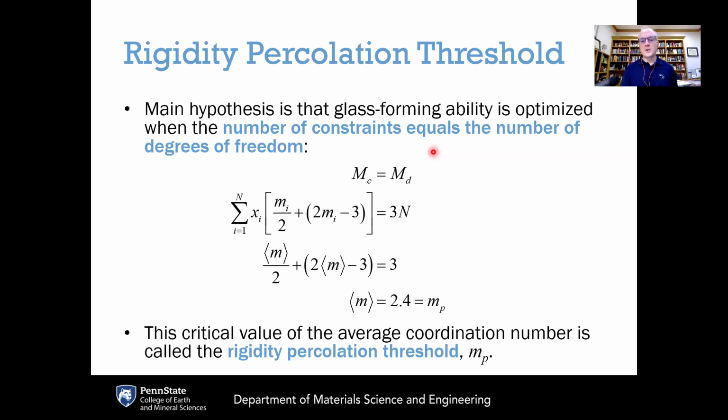And so what he proposed is that the best glass formation would occur where this number of constraints here on the left is equal to the number of degrees of freedom on the right. What is defining the number of degrees of freedom?